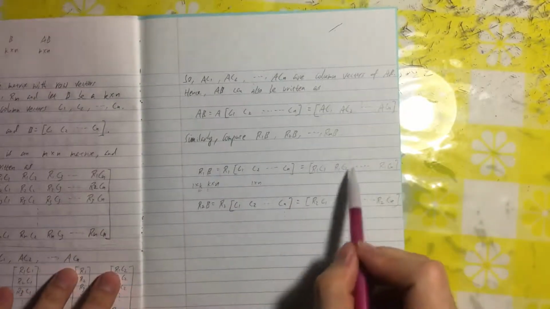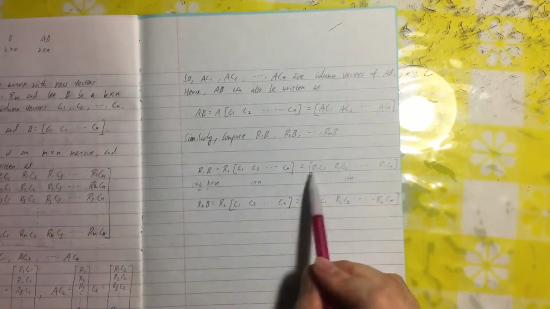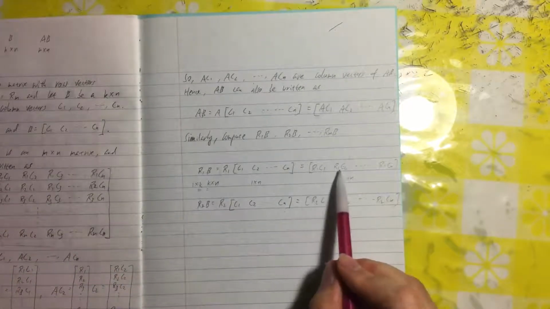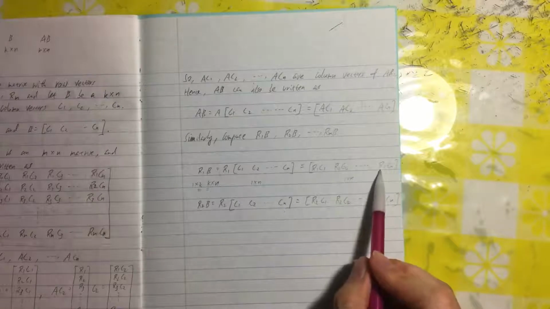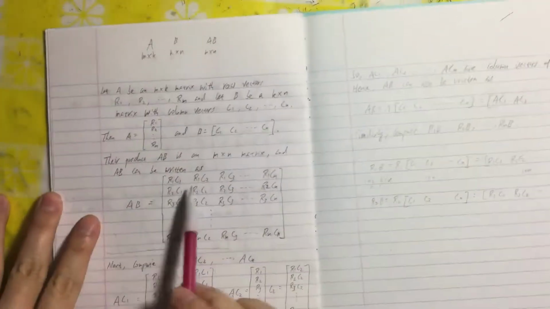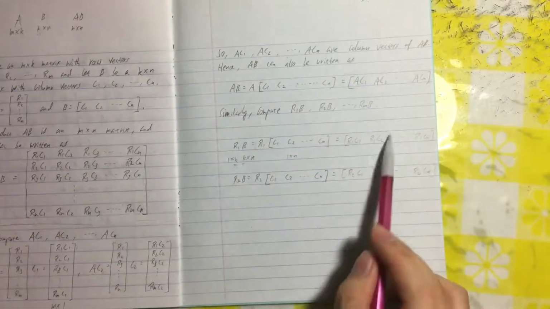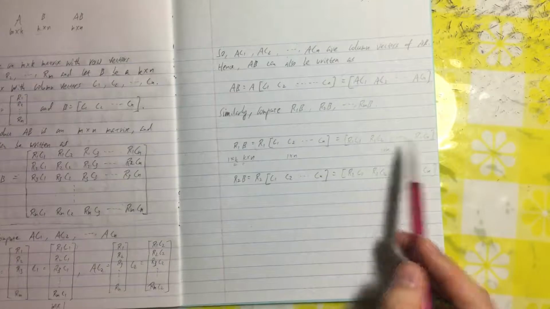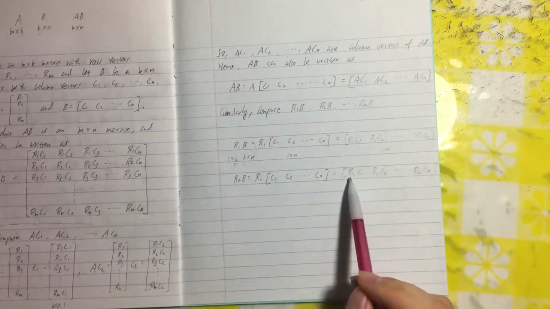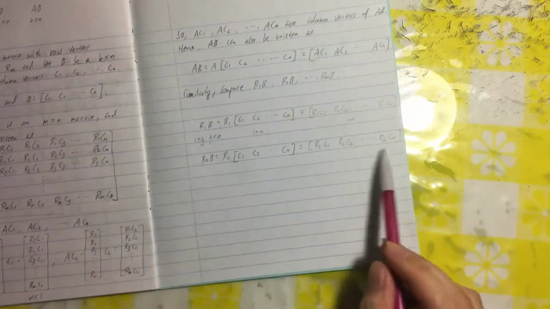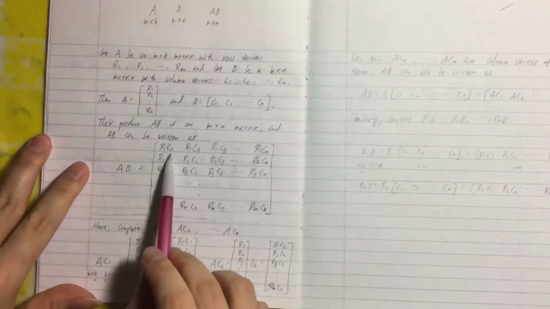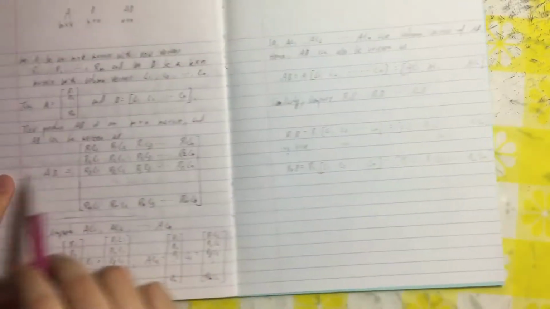Now let's observe this entry here. I get R1C1, R1C2, R1Cn. That's exactly the first row in matrix AB. So this is a row vector in AB. Second row here, R2C1, R2C2, R2Cn. That's exactly the same as the second row. So that's another row vector in AB.